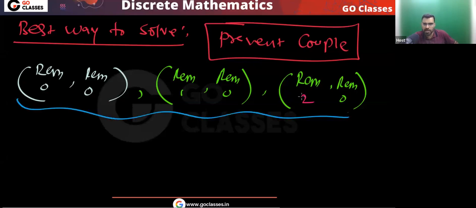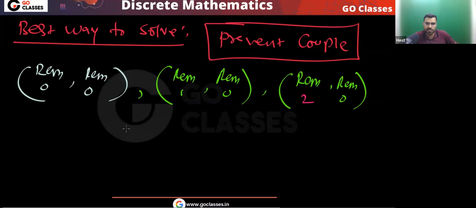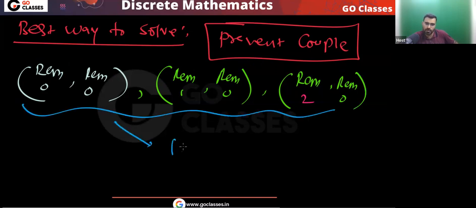So far, did we get a couple? Please tell me. Remainder 0 when you divide by 3. Remainder 0 when you divide by 5. Remainder 1 when you divide by 3. Remainder 0 when you divide by 5. Remainder 2 when you divide by 3. Remainder 0 when you divide by 5. So far, there is no couple.